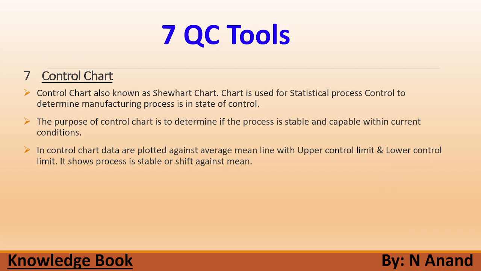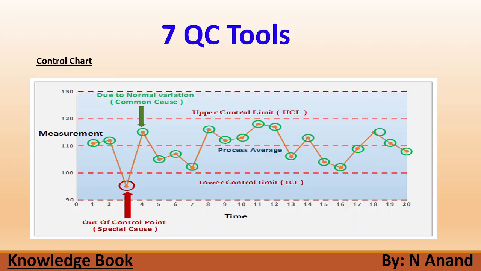Control chart. Control chart is also known as a Shewhart chart. The chart is used for statistical process control to determine whether the manufacturing process is in a good state of control. The purpose of a control chart is to determine if the process is stable and capable within the current conditions. In a control chart, data are plotted against the average mean line with the upper limit and the lower limit. It shows whether the process is stable or shifting against the mean line.